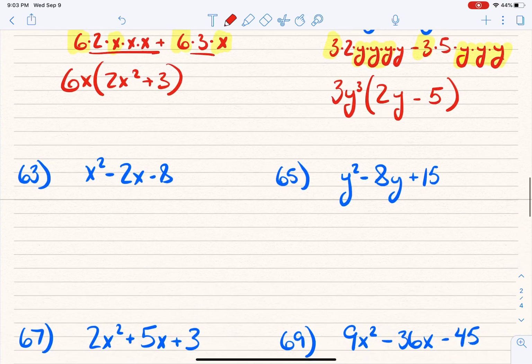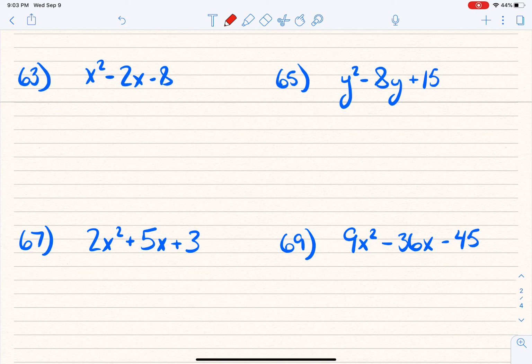Okay, now let's look at the next two. They're just these basic trinomials, 63 and 65. So the first one, we say, well, what are the factors of negative 8 that sum to be negative 2? Easy. Negative 4 and positive 2. So you say x minus 4 times x plus 2. Hopefully you did that right.